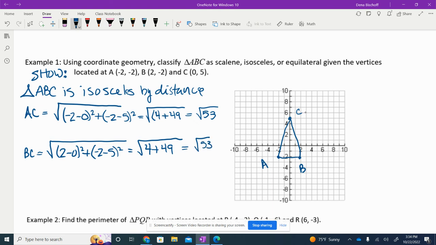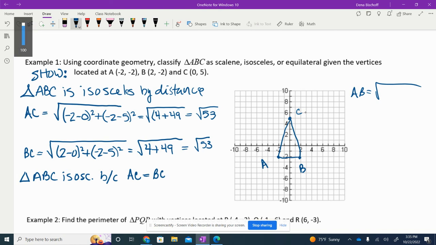So we know that triangle ABC is isosceles because AC equals BC. I can also tell by looking that AB is not congruent, but I could show over here the distance of AB, just to show that it's not equilateral. So A, negative 2 minus 2 squared plus negative 2 plus 2 squared.